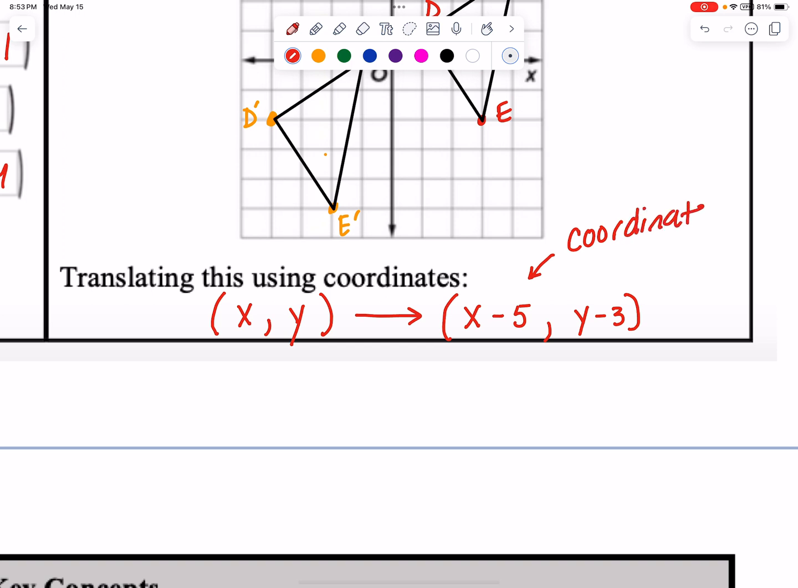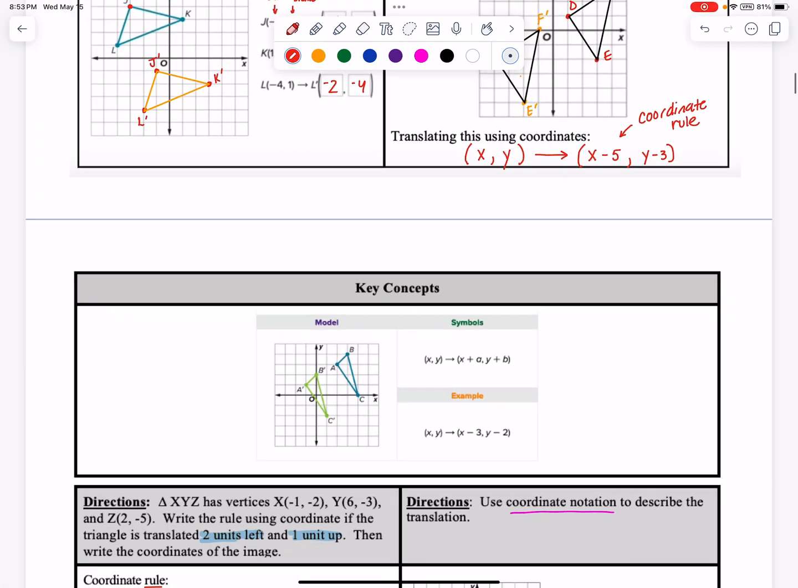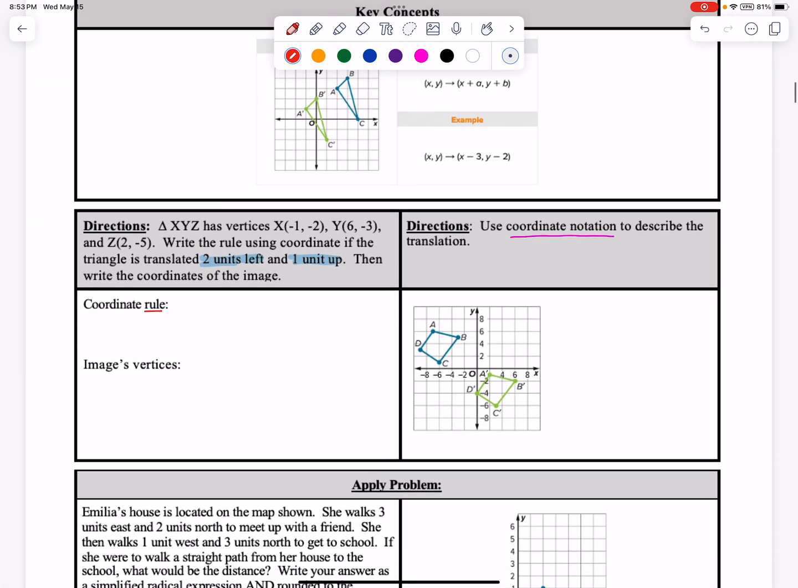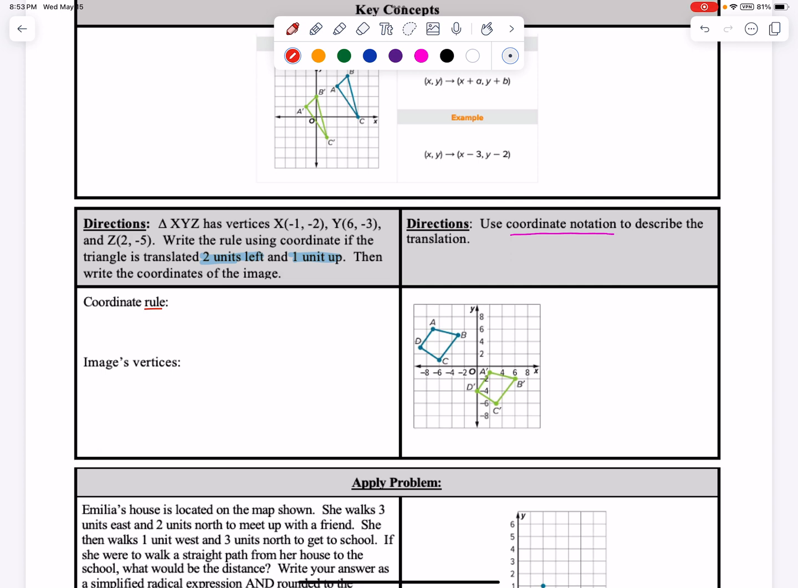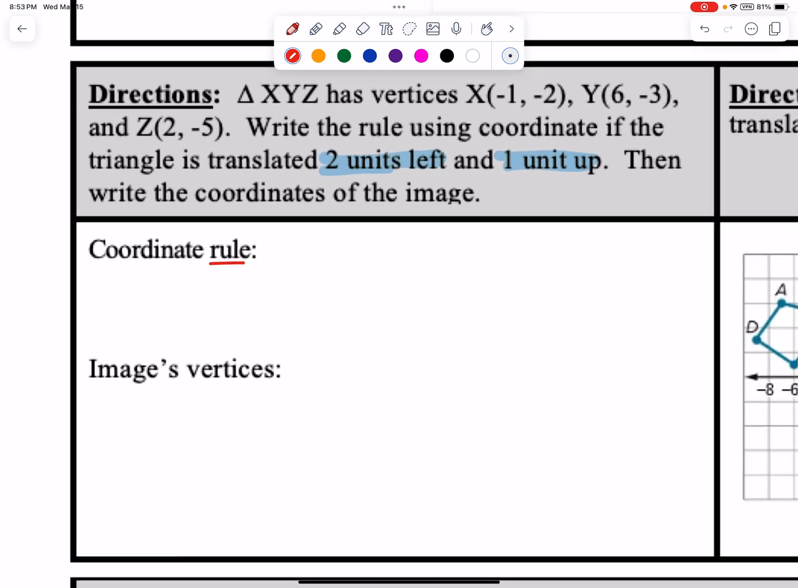So let's go ahead and write this here. So this is what we're doing to any of the coordinates. Okay, and so that type of thing is going to help us record the rule. Okay, so what is the coordinate rule? What are we doing to the X and the Y? So let's go ahead and record this.